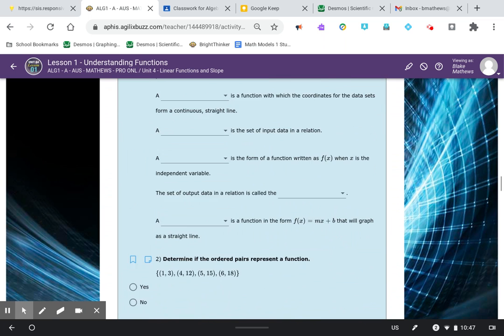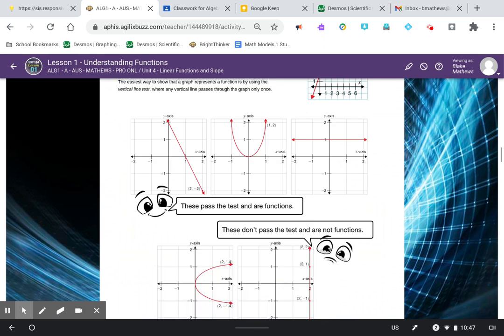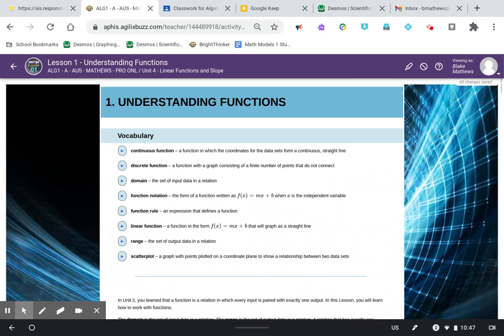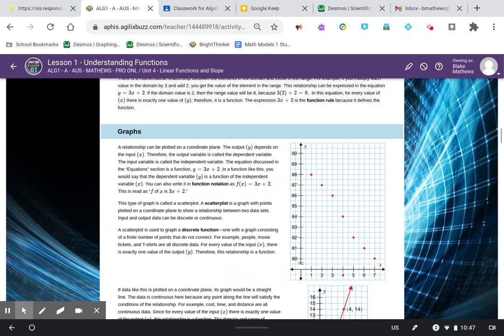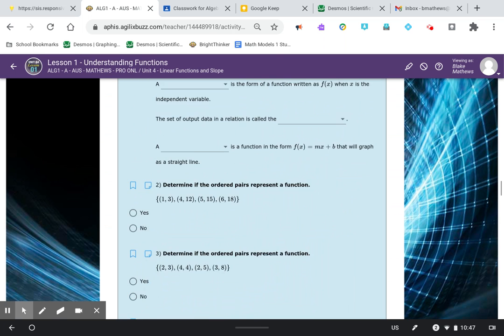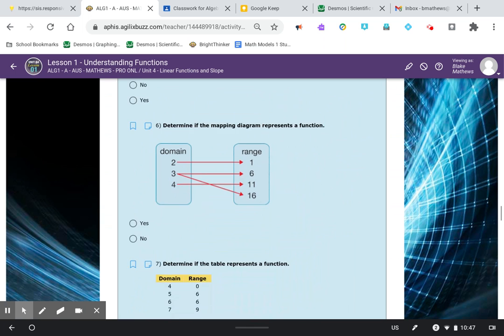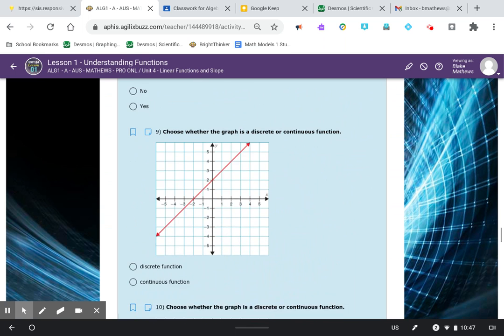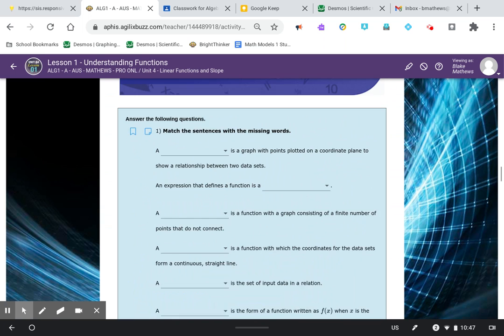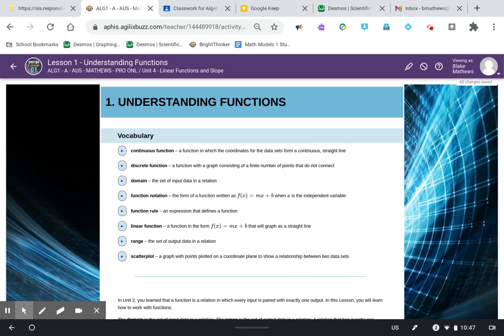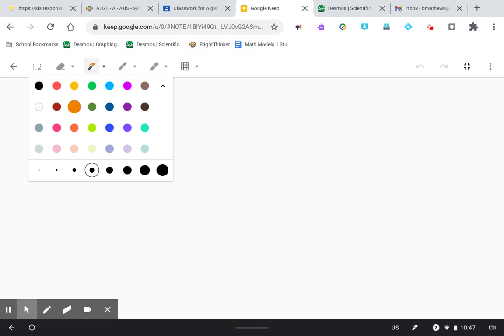So the first thing is there's a ton of vocabulary here in question number 1. You need to use the vocabulary words at the top of the screen to do that. And then there's just a bunch of questions where they ask, determine if this represents a function. That's questions number 2 through 8. So I'm going to remind you of one major concept of whether or not something is a function. Remember, the basic difference between a relation and a function.